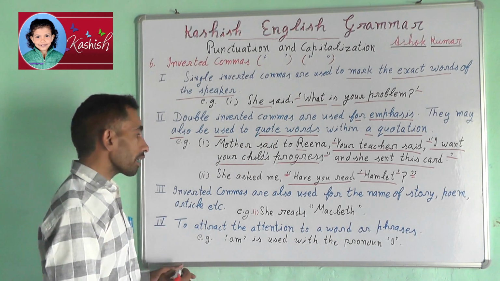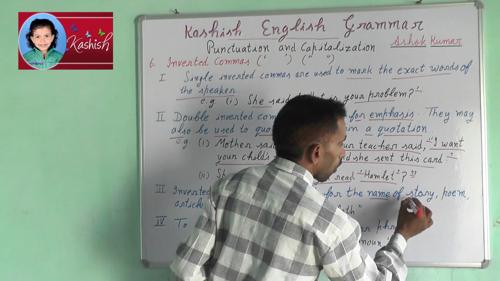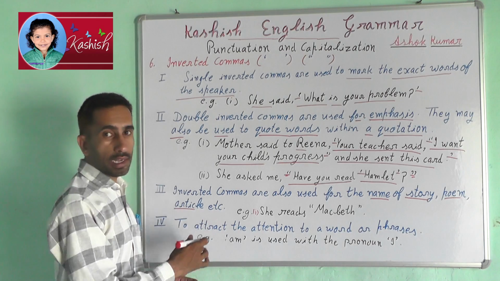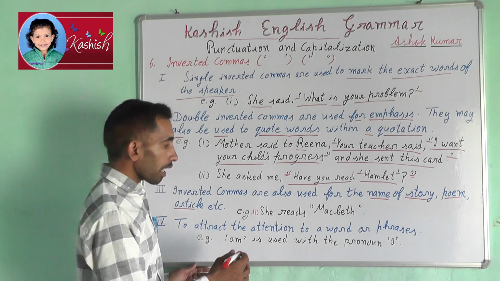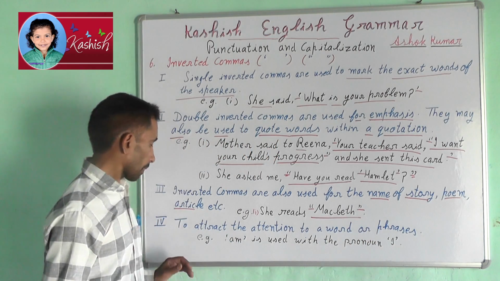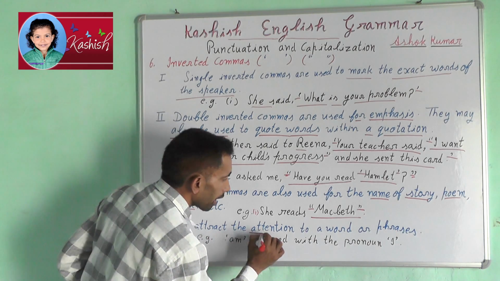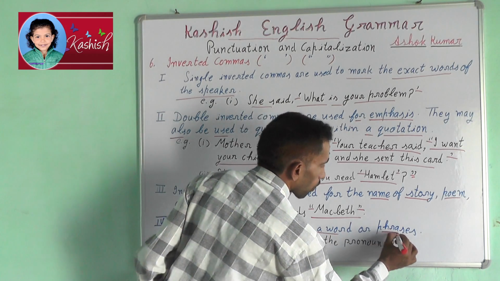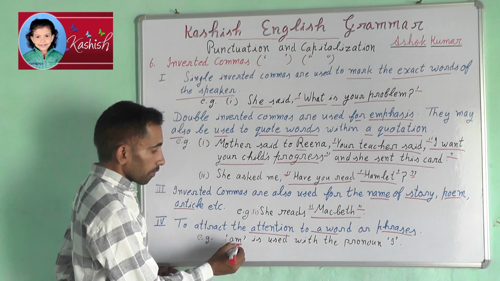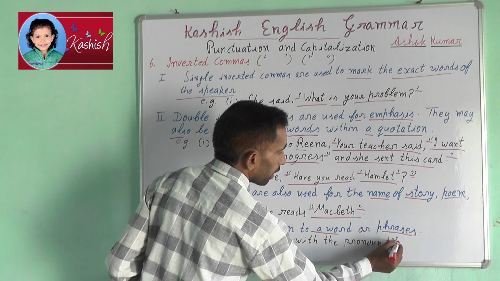Third, inverted commas are also used for the name of a story, poem, article, etc. For example, she reads "Macbeth." Fourth, to attract the attention to a word or phrase. For example, "am" is used with the pronoun "I."